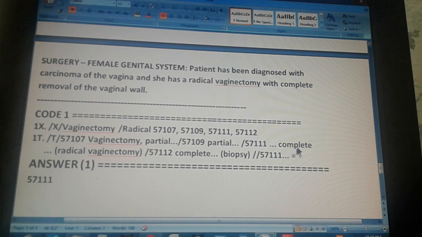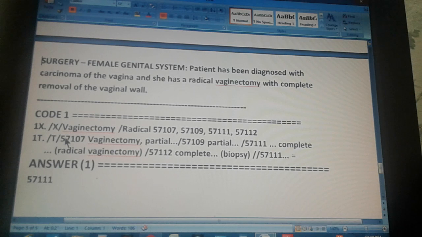Okay, this is the summary of the whole problem. This is the surgery section of the CPT code. It is the female genital system. The patient has been diagnosed with carcinoma of the vagina, and she has a radical vaginectomy with complete removal of the vaginal wall. So there's only one code, and the code is found through the index like this. First, you go to the index. Then you go to vaginectomy. You go to the V's and then find vaginectomy, and then you go to radical. And you're going to find 4 codes there, right? Right. 107, 109, 111, and 112, right? All start with 57. Yes.